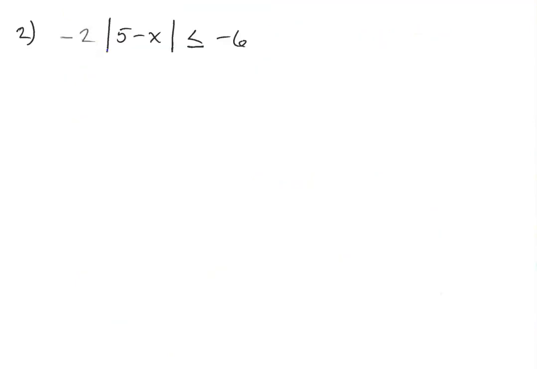Let's try another example. This one begins as -2 out in front of an absolute value expression which contains 5 minus x inside of it. So it's -2, absolute value of 5 minus x, close the absolute value, then this is less than or equal to -6.